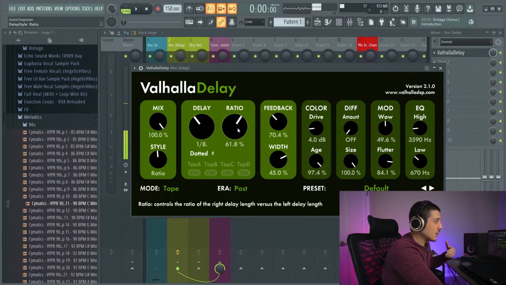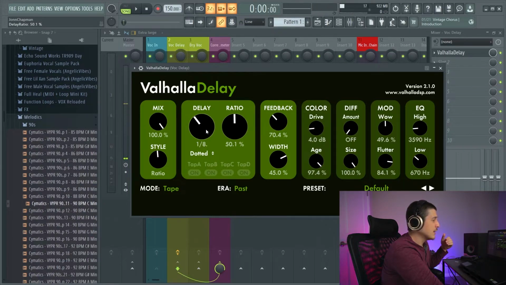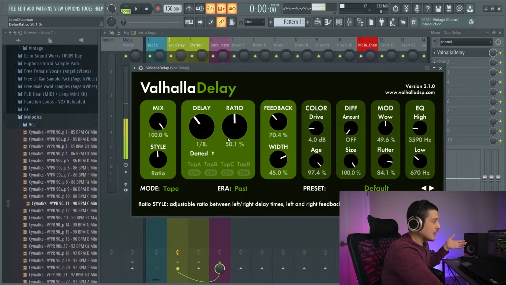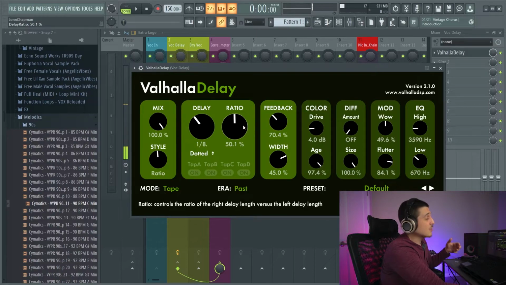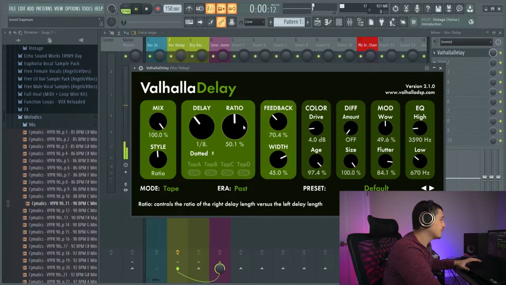If we go to ratio, this is going to be the same kind of stereo spread, except the difference is it's going to go by a ratio based off of the one you have set. So now that I have a dotted eighth, if I do 50% ratio, that means that we're going to get a dotted eighth on one side, and we're going to get half of a dotted eighth on the other. You should have heard it left, right, left, right, left, right at an equal pace.